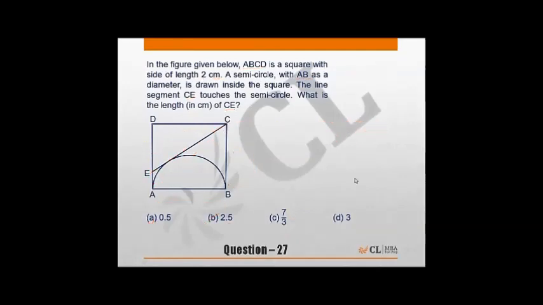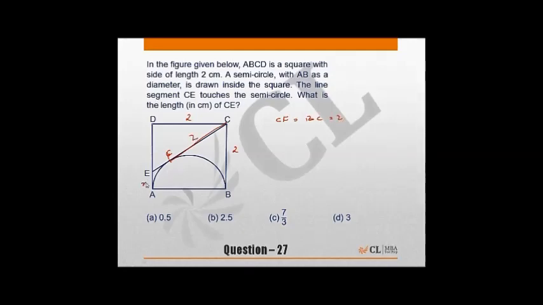Okay, let's solve this question mathematically. We know that this is a square of side 2 centimeters, and on AB we have a semicircle drawn. EC is a tangent. Let me put this point as F. CF and BC should be equal. Why? Because CF and BC are both tangents to the circle from the same point, so they should be equal. So this is equal to 2, and this is also equal to 2.